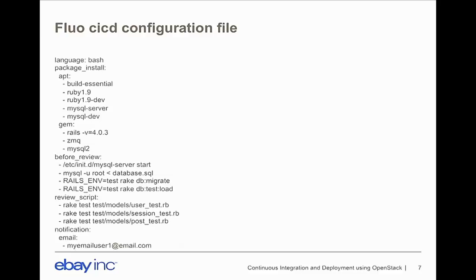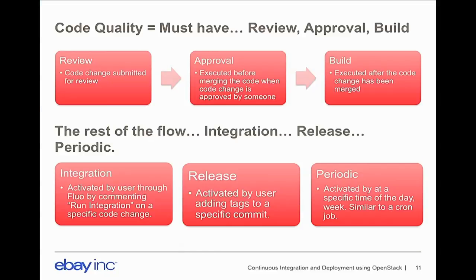So in order to have quality code, at least following the whole basic flow, this is what you need to have. You need to have a review that basically gets triggered as soon as the developer or somebody else commits a change or reviews a change in Gerrit. The approval would require somebody to actually go over and approve it. Probably it's gonna be the project lead or somebody else. And the build. Why the build? I'm putting it there because that step gets activated as soon as the Gerrit system says, we're cool with this, let's merge it. So most of the time the build is something you can use to, I don't know, create packages, or send out notifications or something else.